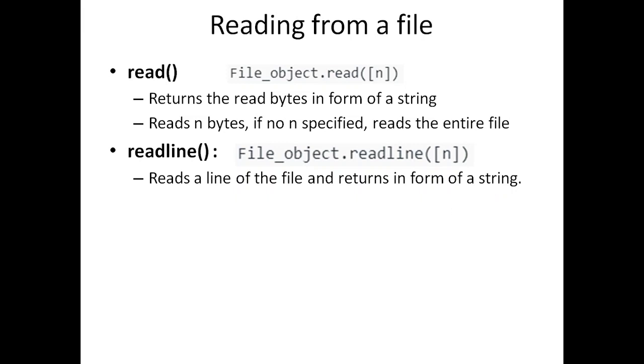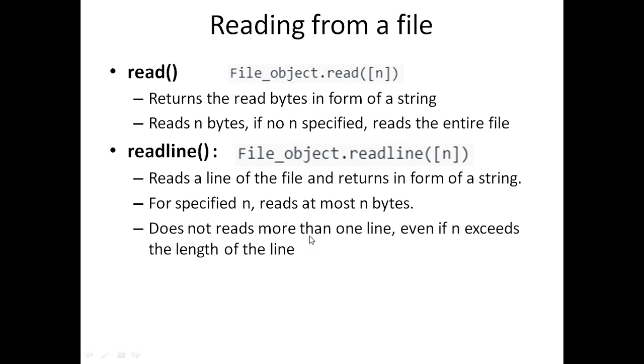So it will return a line of the file in the form of a string. For specified n, it reads at most n bytes. So if you are specifying n as 2, only 2 bytes will be output. It does not read more than 1 line. Here readline means only a single line will be read. Even if n exceeds the length of the line, only 1 line will be output.